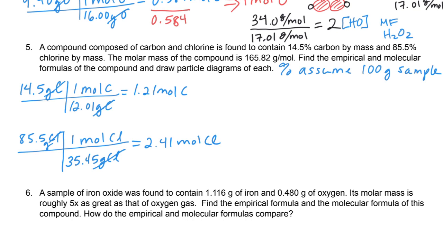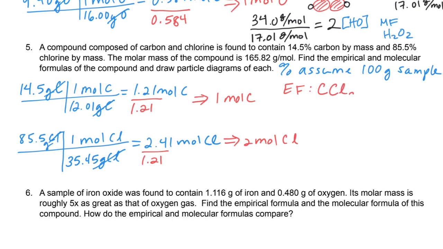And then, of course, our next step is to find the mole ratio. We divide by the smallest number, which in this case is 1.21. And that gives us a ratio of 1 mole of carbon to 2 moles of chlorine. So our empirical formula is 1 to 2, so it's 1 carbon and 2 chlorines, CCl2.